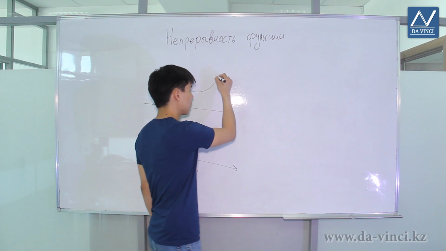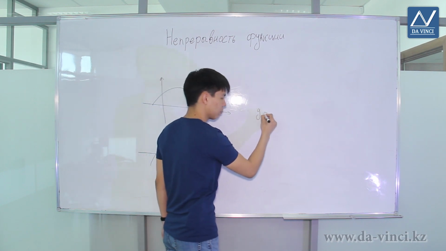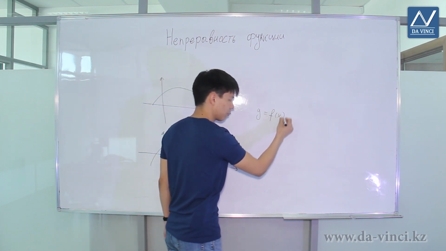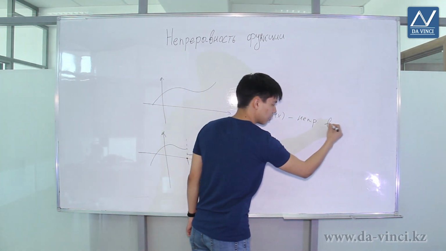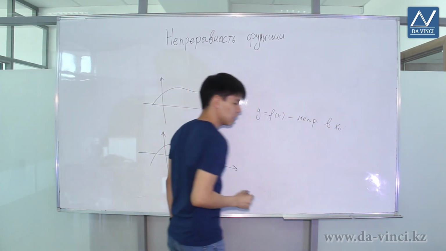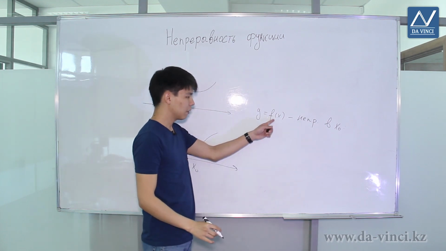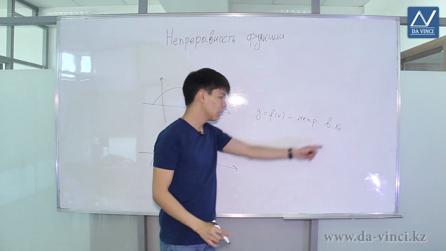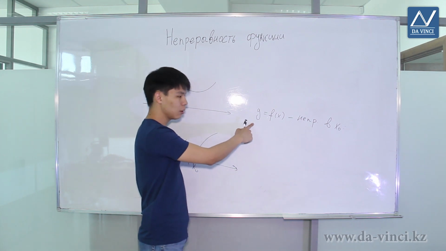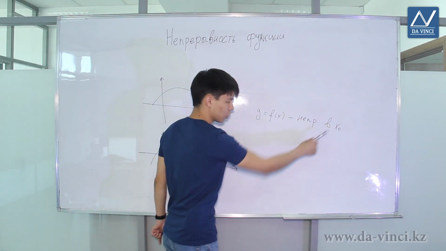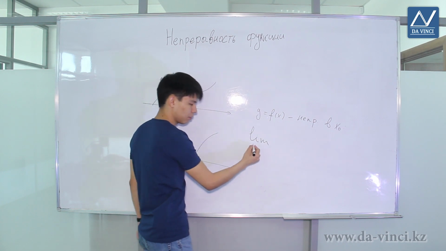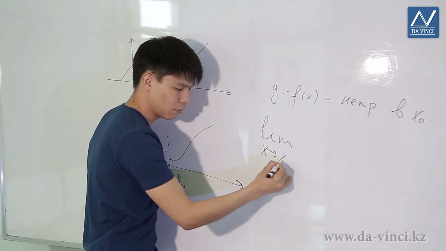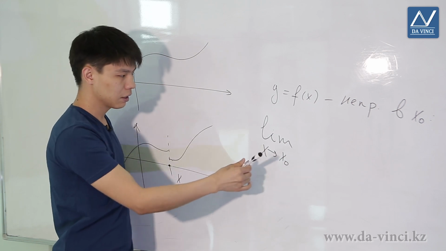A function y equal to f of x is called continuous at the point x0 if the following condition is satisfied. First, the function is defined at that point, and second, there are finite left and right limits at that point. That is, there is a limit as x approaches x0 from the left.